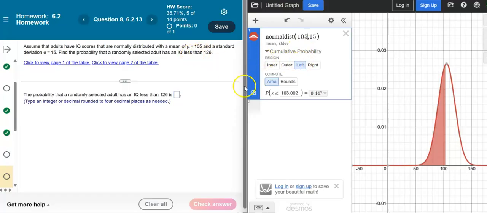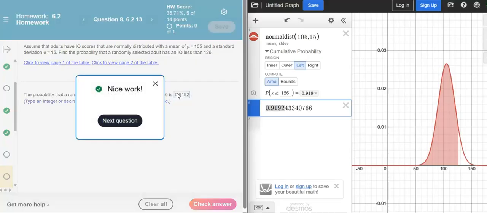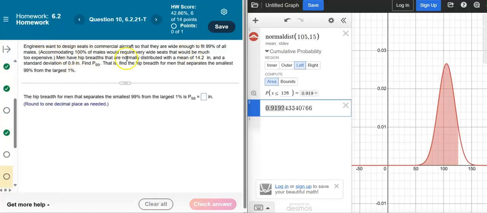I'm looking for a probability less than 126. So I'm going to change this to 126. And then there is my probability. All right, to 4 decimal places will be right there. So 0.9192. All right, so the same thing as before. It's no different than the previous homework set, other than now our mean and standard deviation are not 0 and 1.